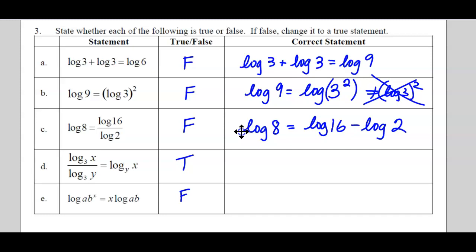Next one would be something to do with change of base. So check, it is true, because we're taking the log of x, so the argument of our single log is the same as the argument of the numerator. And the base of our single log is the argument of our denominator, and we've changed the base. So that is correct.